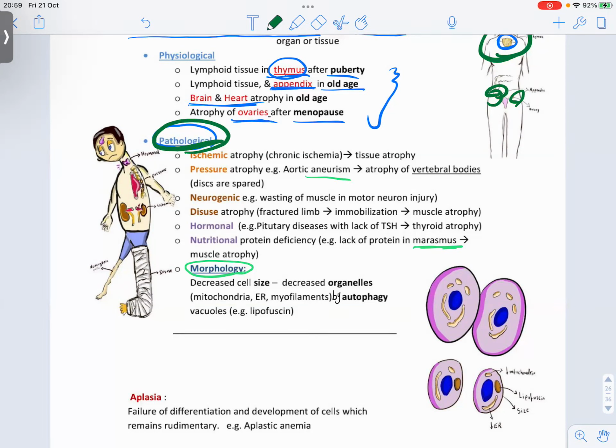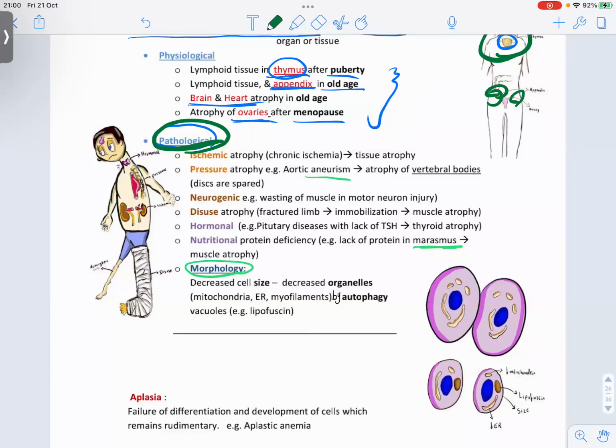Why do you start to get muscle atrophy? Because during immobilization, when you don't move your muscle, the blood supply to this muscle will be decreased. It's not working, so why should we give it a large blood supply? So the blood supply will start to decrease. That's why the muscle will start to atrophy after immobilization. And also hormonal atrophy, and nutritional atrophy like marasmus, severe protein starvation.